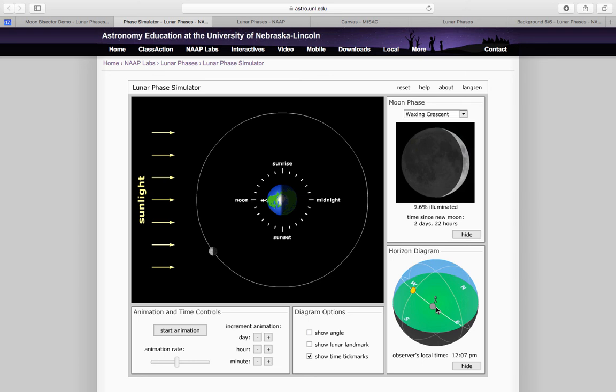The last page has 2 summary questions, again, using this horizon diagram here. So remember, you can move it around to whatever orientation you need for that particular view to answer the particular question that you're being given, to try and assist you with your understanding of the lunar phases.